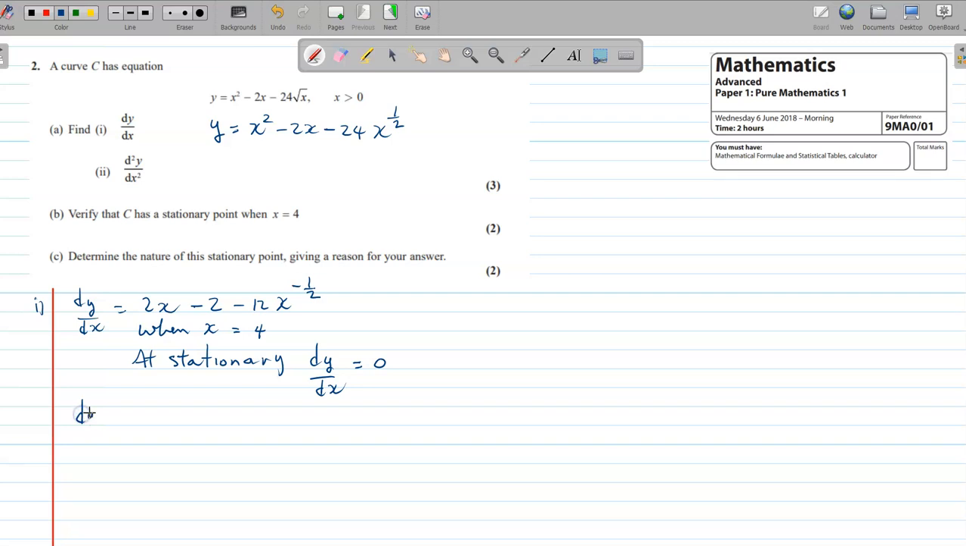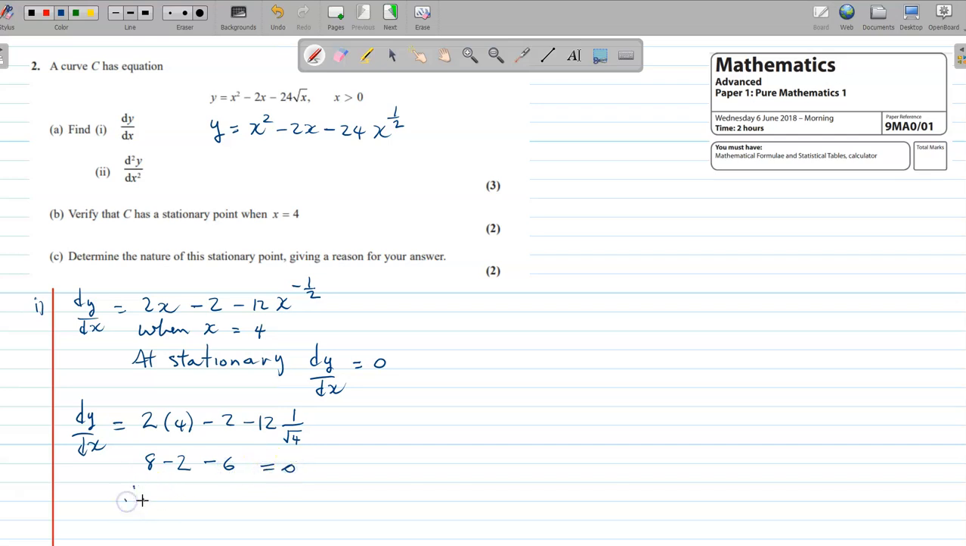So dy by dx, we're going to have 2 times x, which is 4, times 4, minus 2, minus 12. Instead of having minus x to the 1/2, I'm going to have 1 over the root of 4, since x is 4. Okay, it's the same thing. Now that would give us 8 minus 2. Root of 4 is 2. So 2 into 12 is going to give us 6. And that gives us 0.